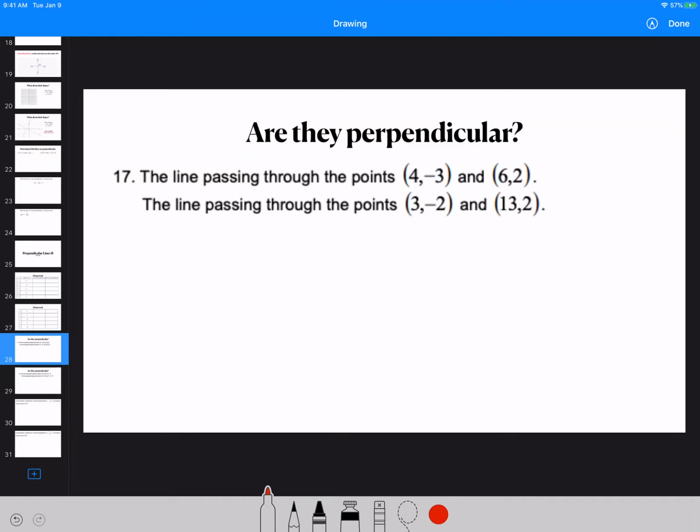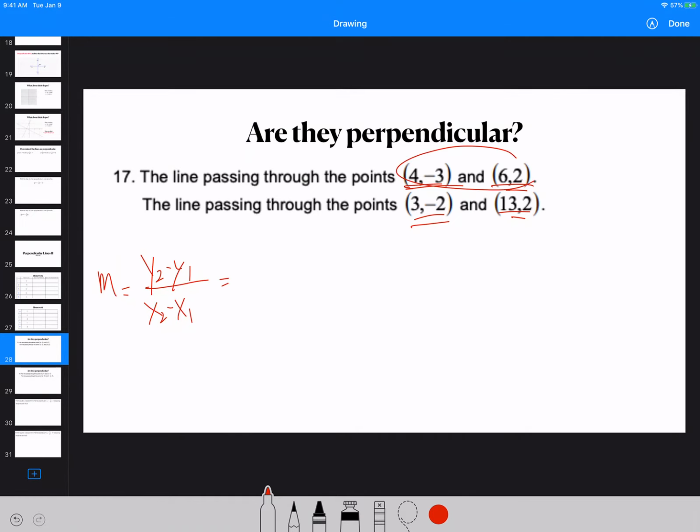Okay, so now these questions are going to be dealing with your homework problems. Are these two lines going to be perpendicular or not? The line passing through the points (4, negative 3) and (6, 2), and the line passing through the points (3, negative 2) and (13, 2). For these, what we want to do is find the slope of each of these. Remember, to find the slope, it's y2 minus y1 over x2 minus x1.